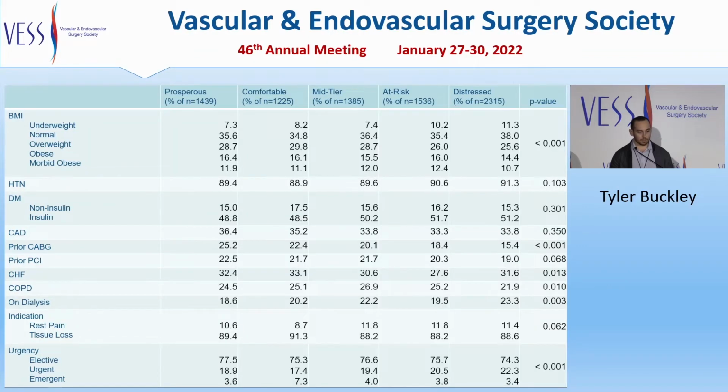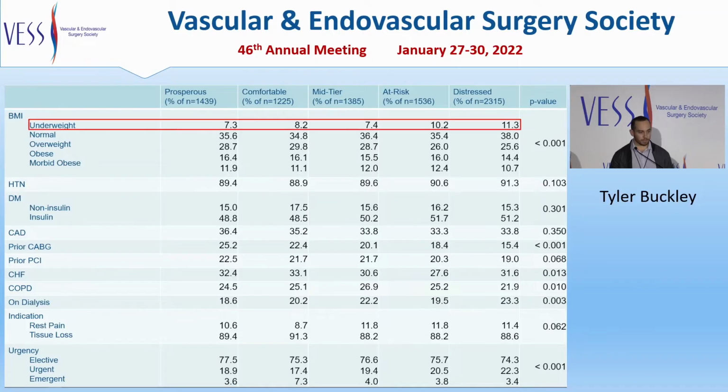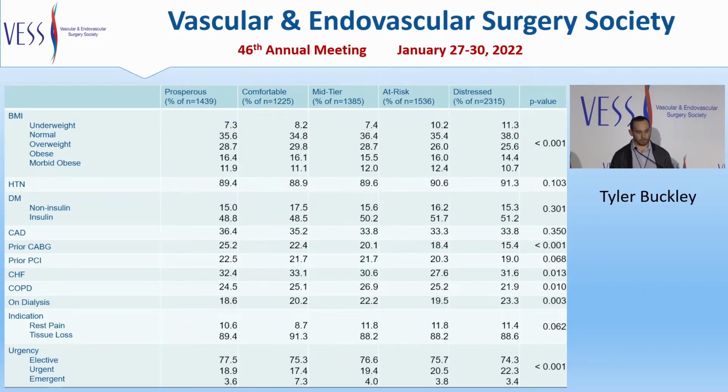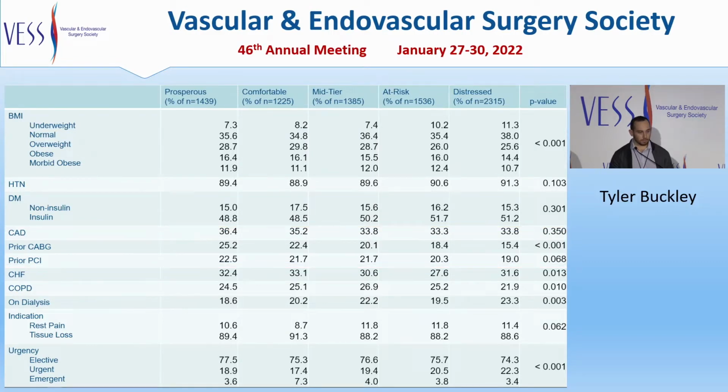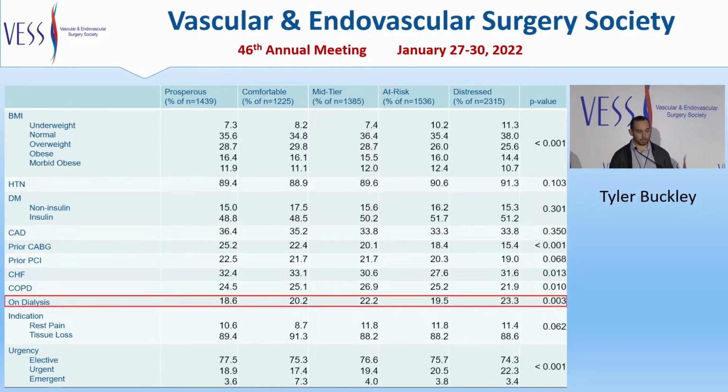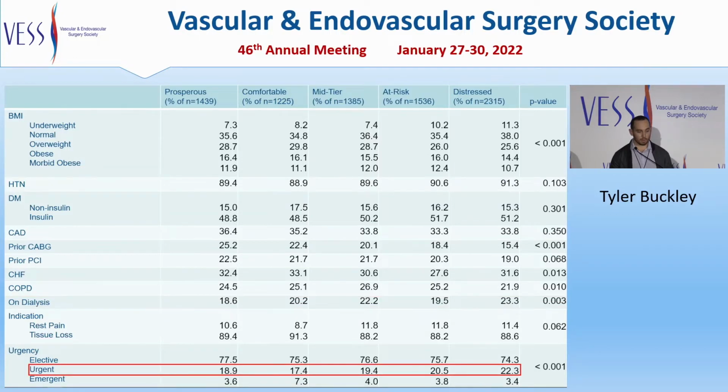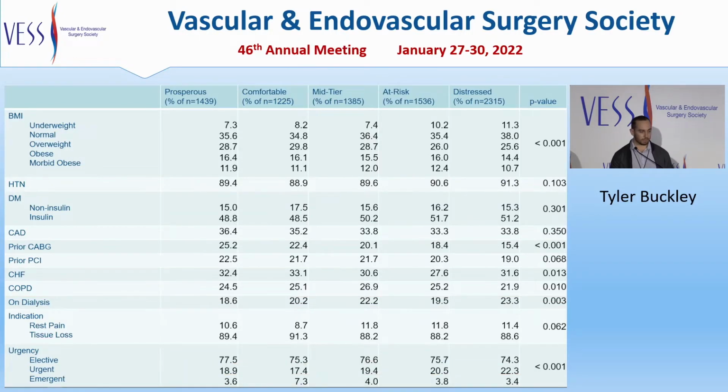When analyzing comorbidities based on DCI tier, we see an increased rate of patients who are underweight in our more distressed groups. Interestingly, cardiovascular comorbidities were similar, specifically CAD, although our more prosperous groups were more likely to undergo CABG. PCI followed that same trend but did not reach significance. Our more distressed groups were more likely to be on dialysis and also underwent more urgent amputations.